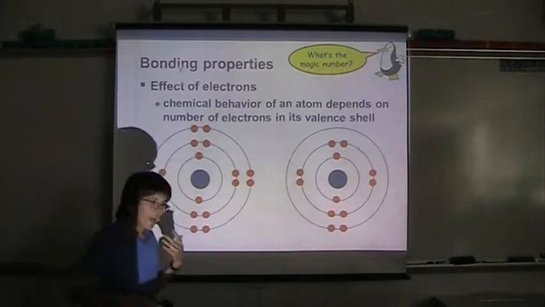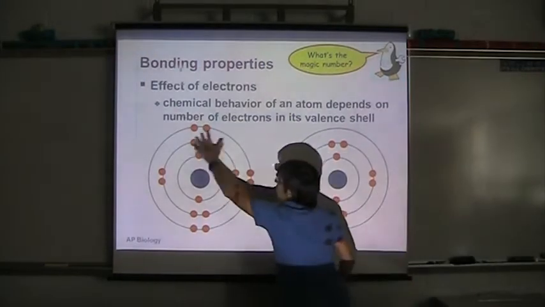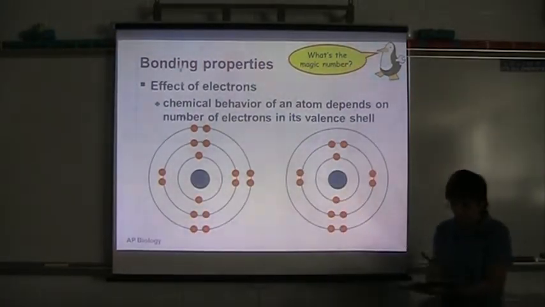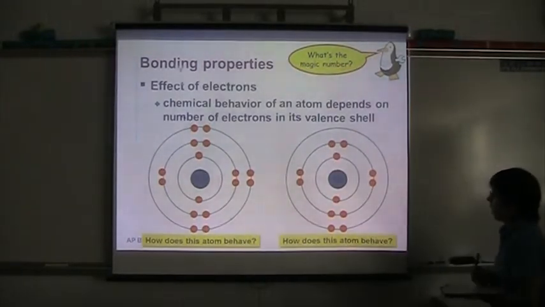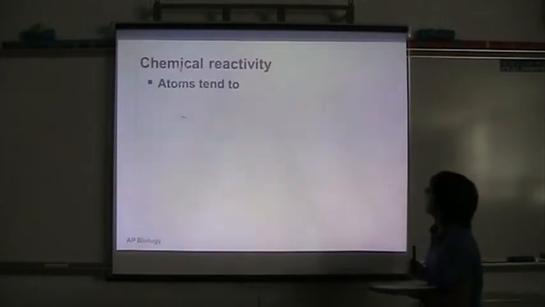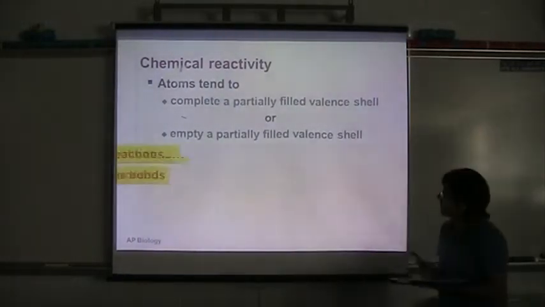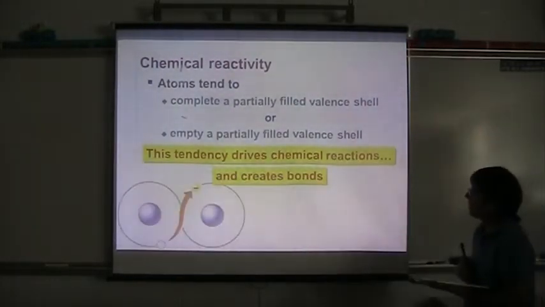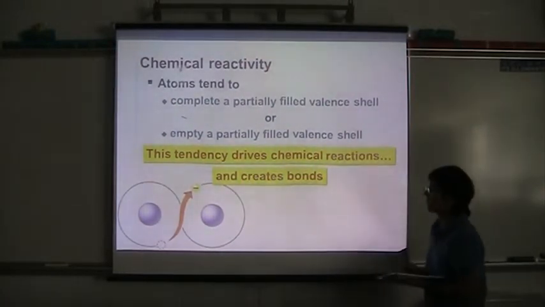So the way the atoms behave in chemical reactions depends on the valence electrons. And please remember that the magic number is 8. Alright, so there you have it. Now, the reactivity. You are going to have to fill in those shells. So this is what's going to create the bonds, and that is so important in biology.